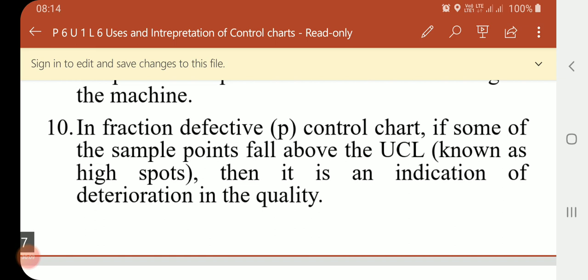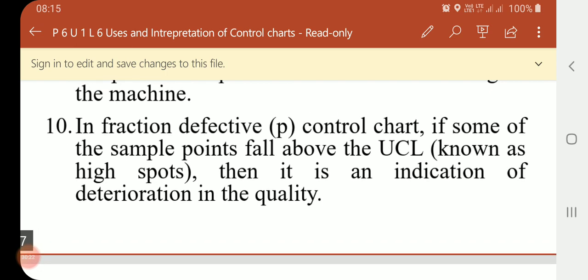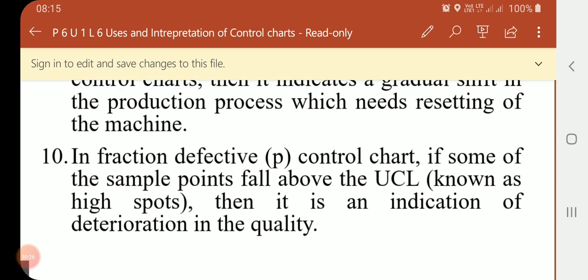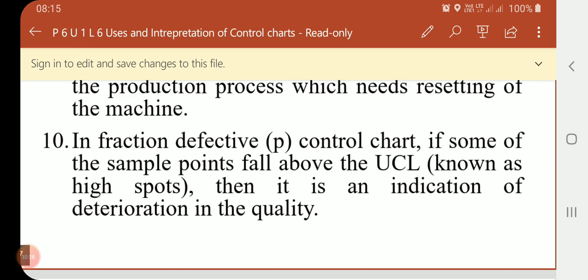Fine. Like that, we have to observe clearly all the interpretations. Interpretation is very important to give a valid conclusion. Valid conclusions are made through these particular interpretations. We have to keep all these points in mind for giving good or better interpretations.